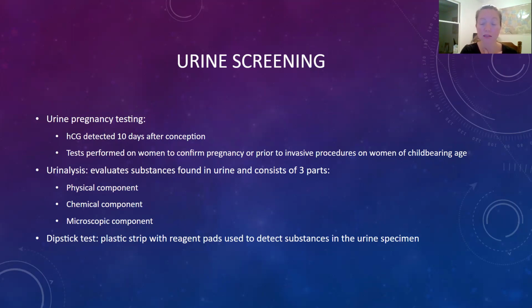When we're talking about a urinalysis, a urine chemical screening is part of a full urinalysis. The urine chemical screening looks at the particular chemical components in the urine. And we are actually looking at several things when we're looking at a urine screening or a urinalysis.